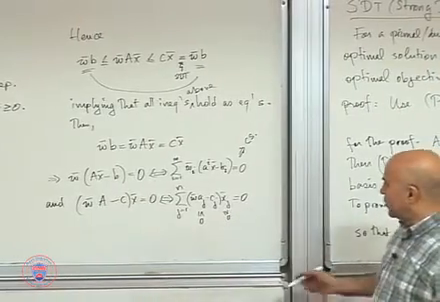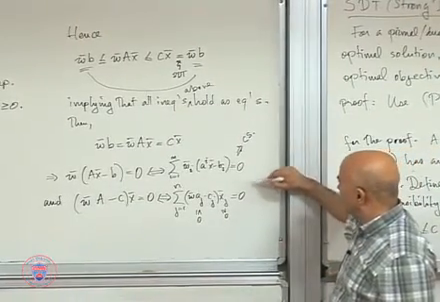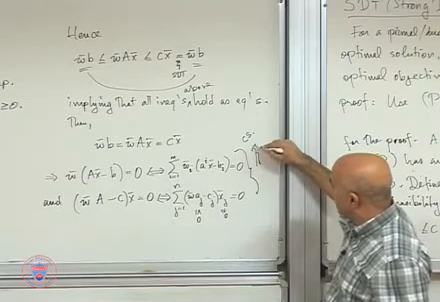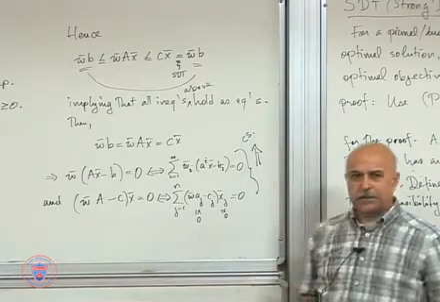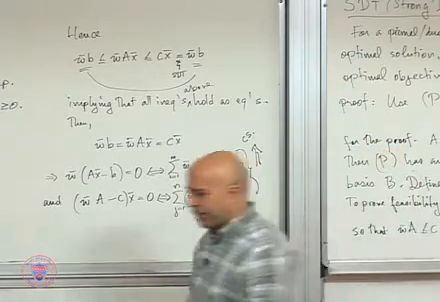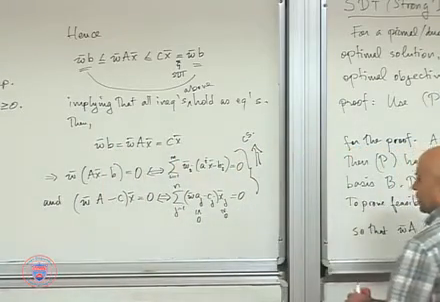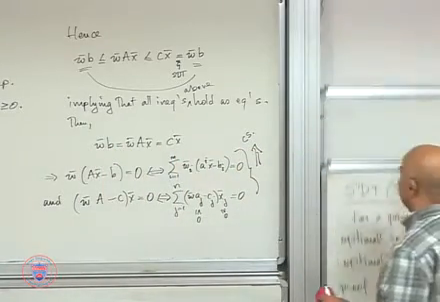Okay? So again, both of them together imply the complementary slackness conditions are satisfied. So that's the first part of the proof. Now let's go with the second part.